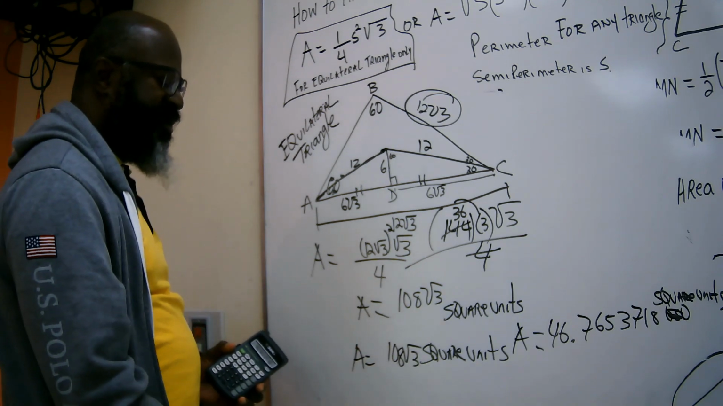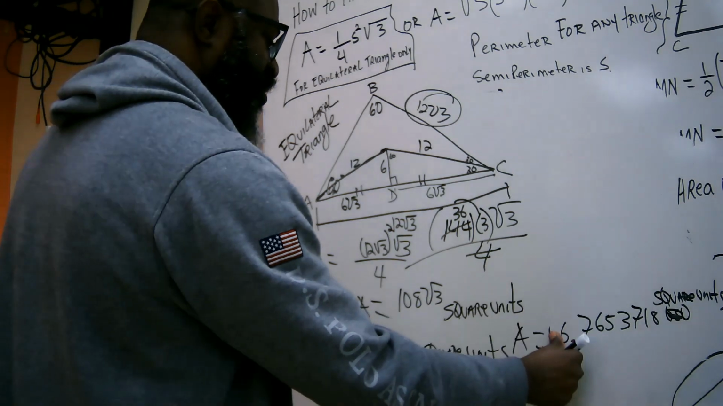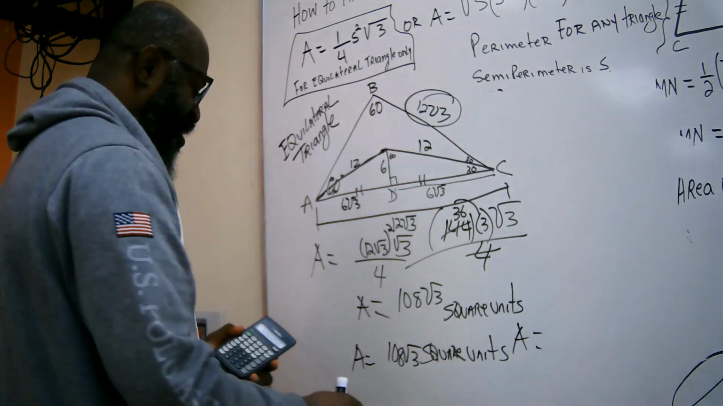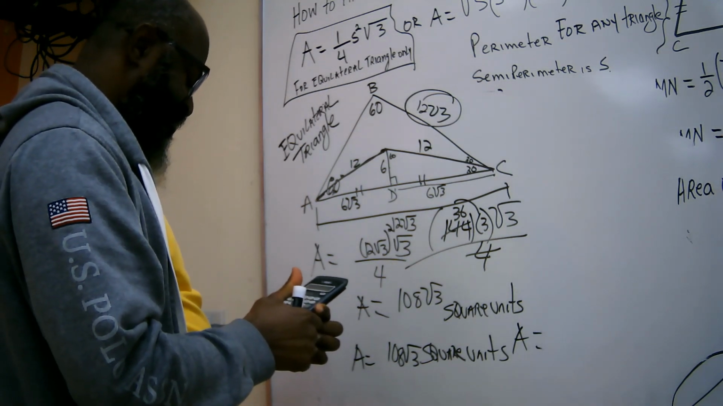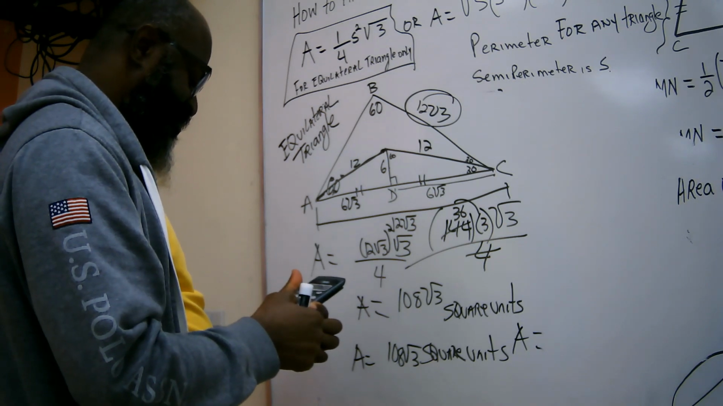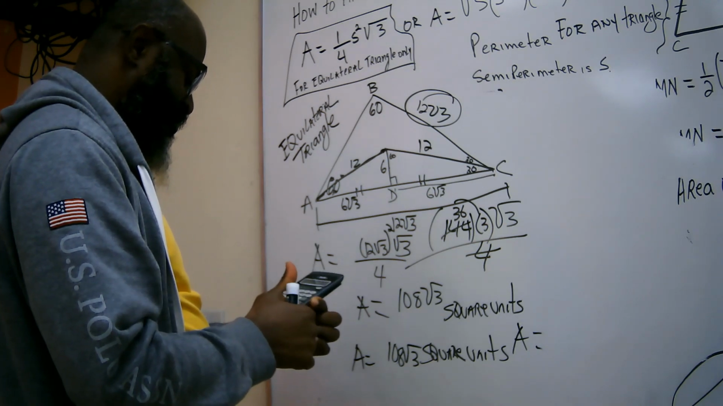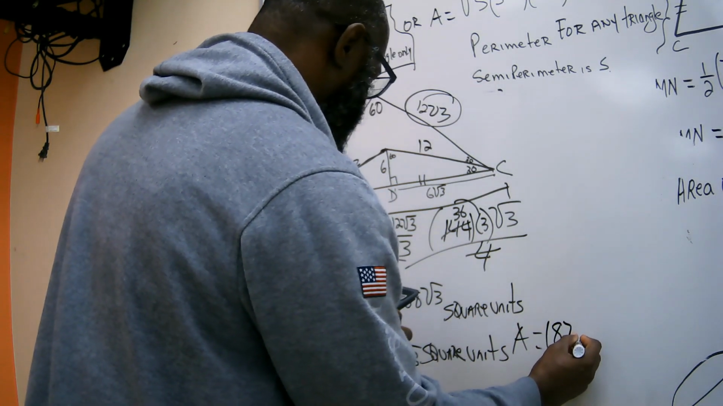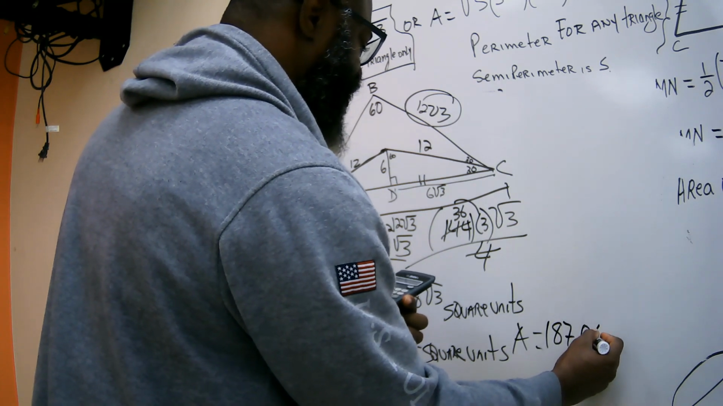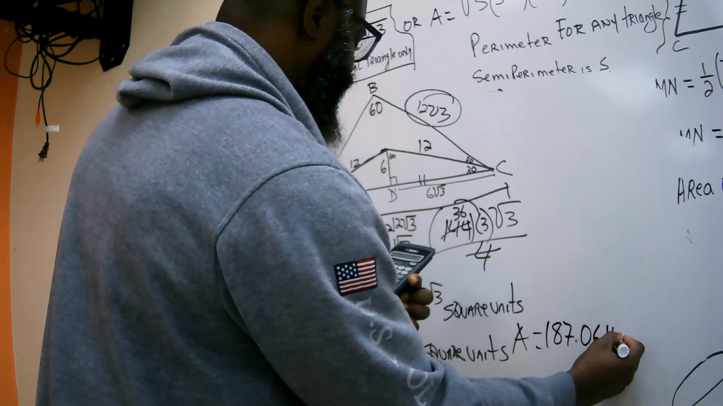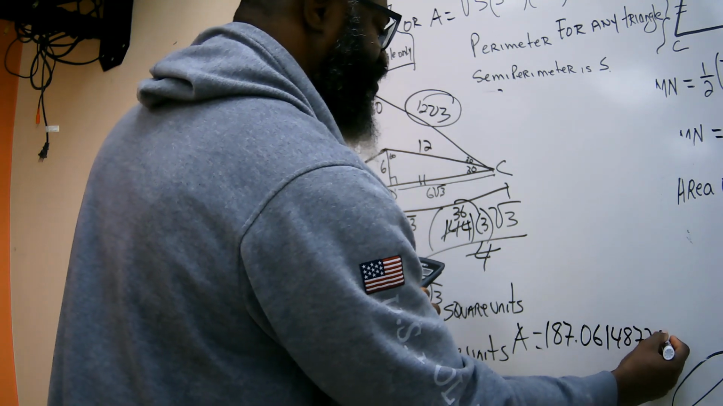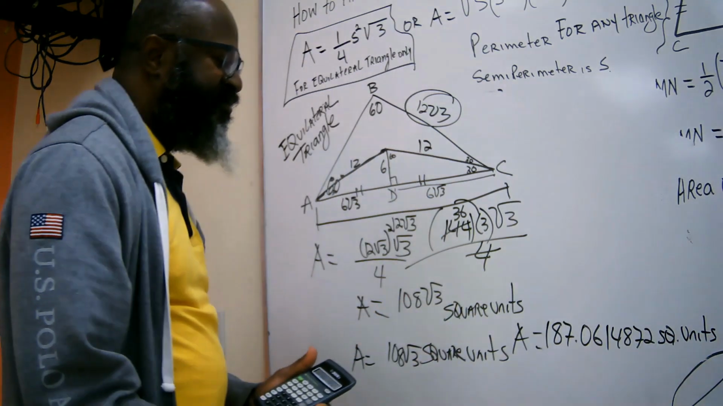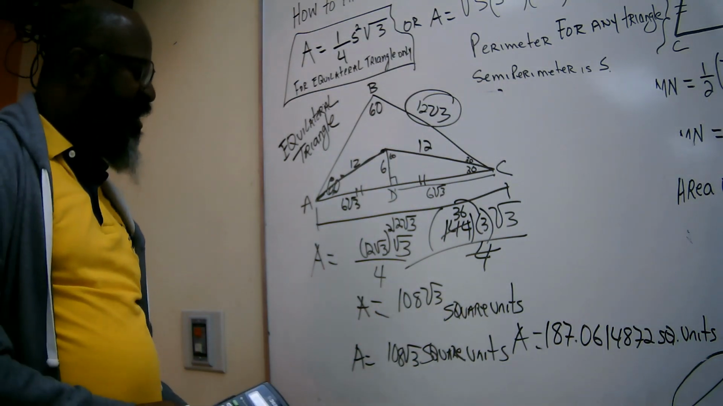That's a big difference. And 108 square root of 3, we're going to reevaluate that. Square root of 3 times 108. The area should be 187.06.14872 square units. So it's always wise to revisit your calculation.